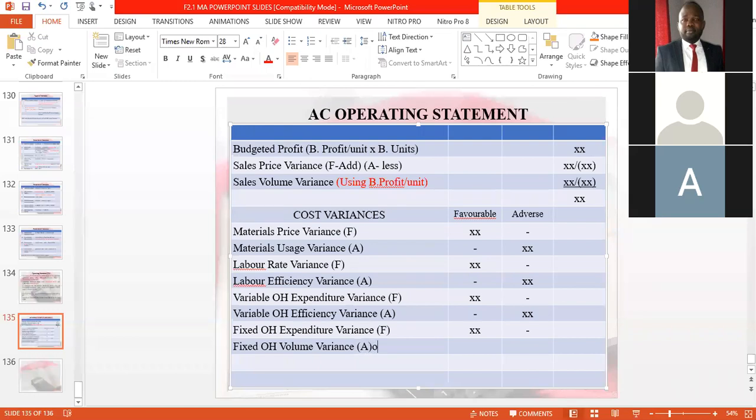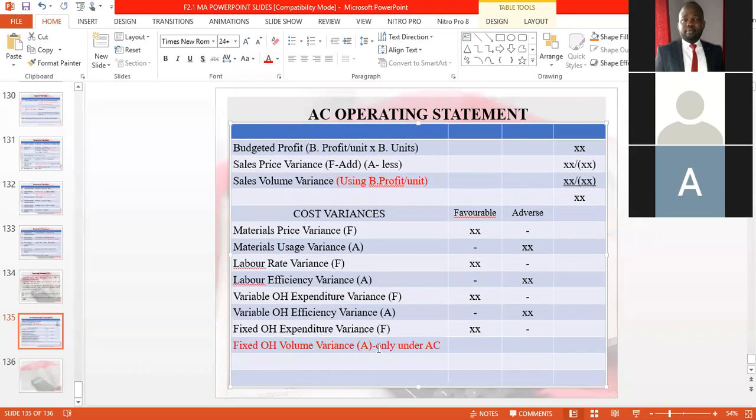So this one is there only under AC. So don't confuse that. Again, let us assume it is A. We post it there. And then next, you get the total of your F's and the A's.